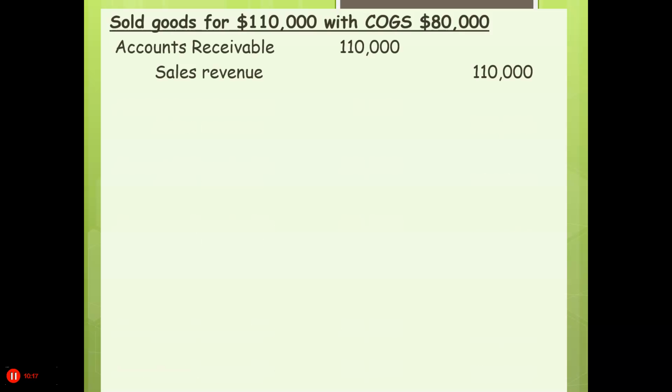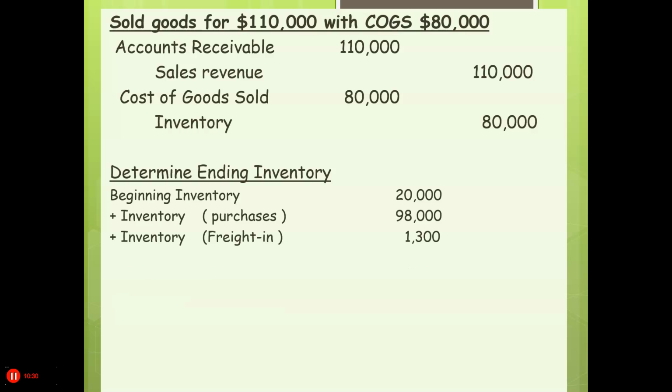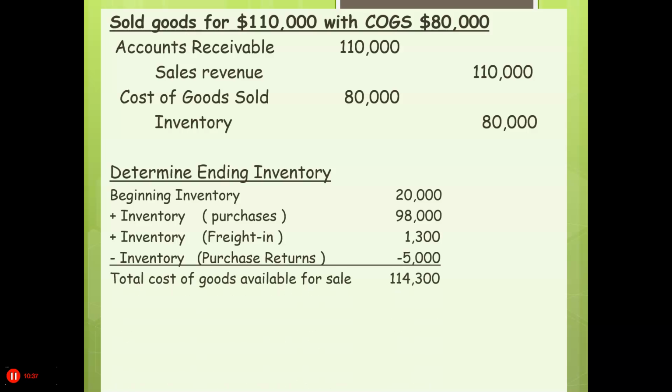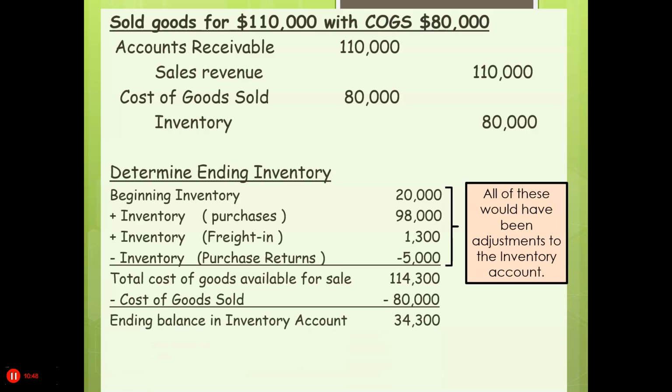Now, then we had our sale. We would have taken out the cost of goods sold out of inventory and booked it as an expense called cost of goods sold. Ending inventory, we had beginning plus purchases, plus freight in, minus purchase returns gave us the total cost of goods available for sale. They would have all, as we did our journals, been adjustments. Minus cost of goods sold, we'd have an ending inventory balance of 34.3.